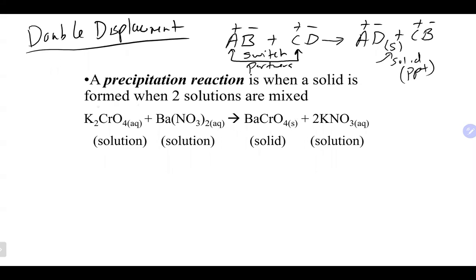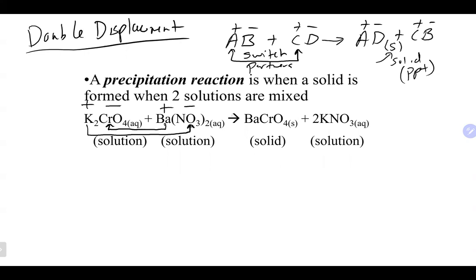This is potassium chromate. That is a positive and negative guy. This is barium nitrate, which is also a positive and negative guy. And what ultimately is happening here is the positive potassium is going to hook up with the nitrate, which is the negative guy. The barium, which is the other positive guy, will then switch partners and hook up with the chromate on the other side.